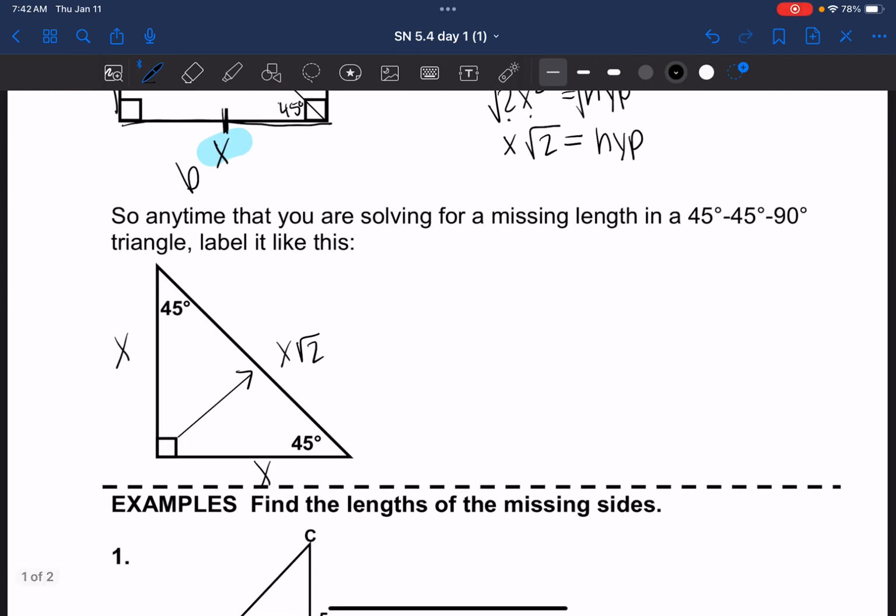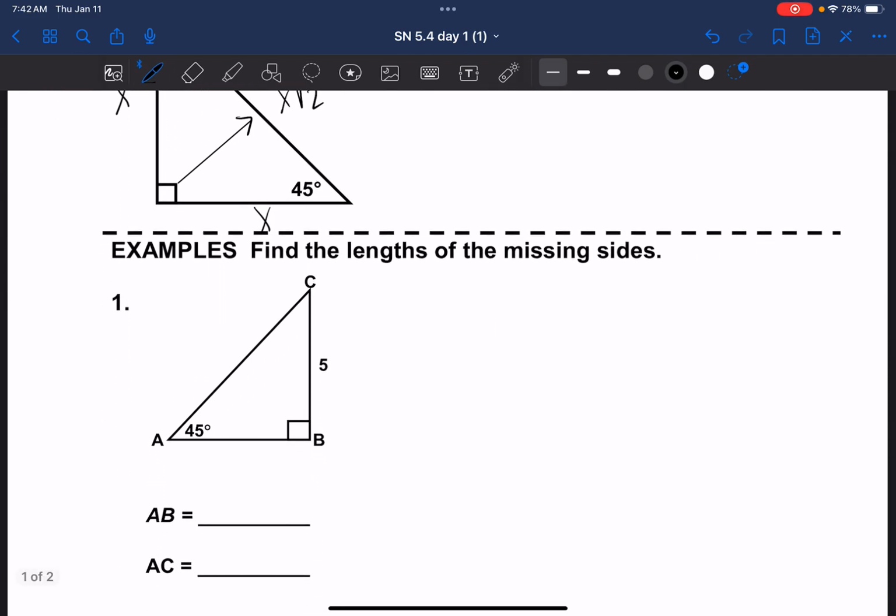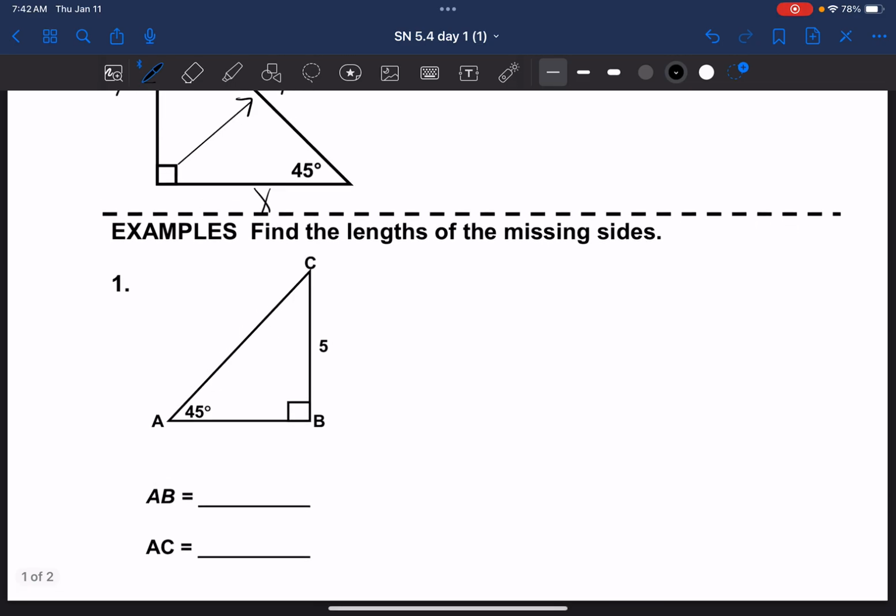All right, so now let's apply that to some examples. So on example 1, the first thing we're going to do is go in and label all the sides. So we label our legs x and x, while we label the hypotenuse x square root of 2. In this particular case, they gave us a leg. They said that that leg was 5, therefore we know that x is equal to 5. Well, if x is equal to 5, I can substitute that in for this side down here. Side AB must also be 5, while my hypotenuse should be 5 square root of 2.